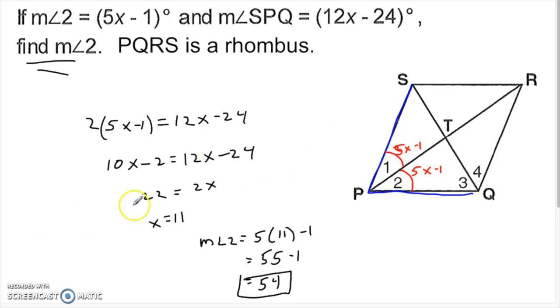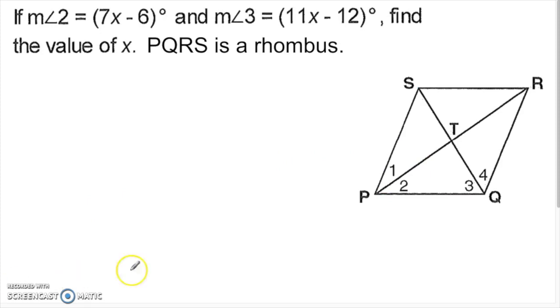So we're going to stay in this picture, but we'll just change the setup a little bit. So what if they tell me angle 2 is 7x minus 6, and angle 3 is 11x minus 12? Now this one, 2 and 3 are not the same angle, right? These are totally different angles. There's no direct relationship there. But remember that the diagonals of a parallelogram are perpendicular. So that's got to be a right angle. Which means what has to be true about 2 and 3? Well, since they're in the same triangle as that right angle, they have to add up to 90, don't they?